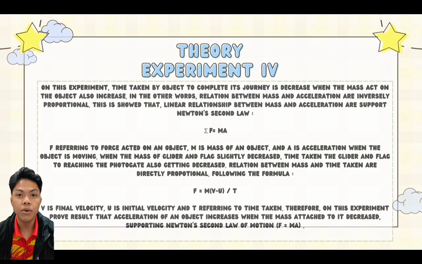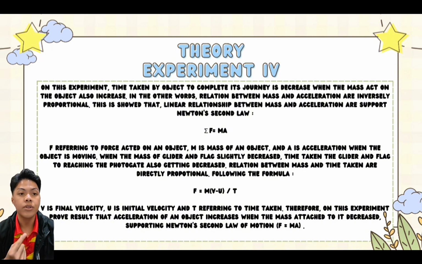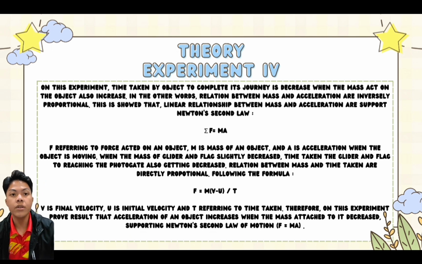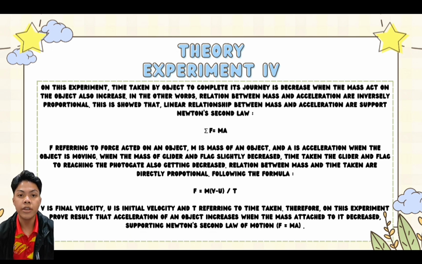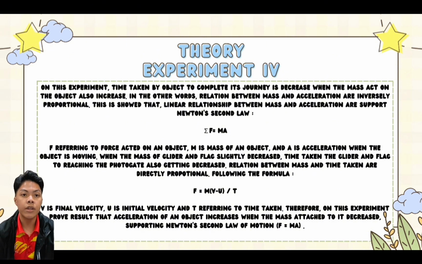Okay, this is my part about the theory of experiment 4. This is about Newton's second law. In this experiment, the time taken by the object to complete its journey decreased when the mass on the object also increased. In other words, the relation between mass and acceleration is inversely proportional. This shows that the linear relationship between mass and acceleration supports Newton's second law.